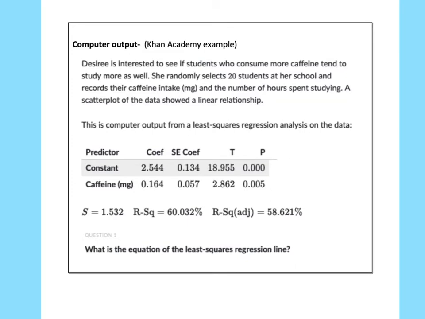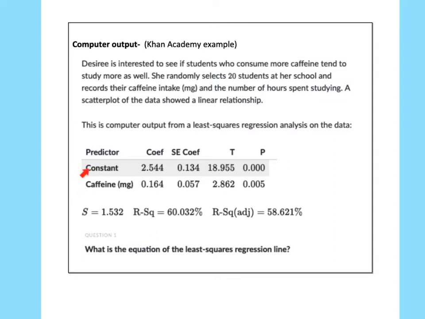It says Desiree is interested to see if students who consume more caffeine tend to study more as well. She randomly selects 20 students at her school and records their caffeine intake in milligrams and the number of hours spent studying. A scatter plot of the data showed a linear relationship. This is computer output from a least squares regression analysis on the data. So you're going to start by scanning what's given.